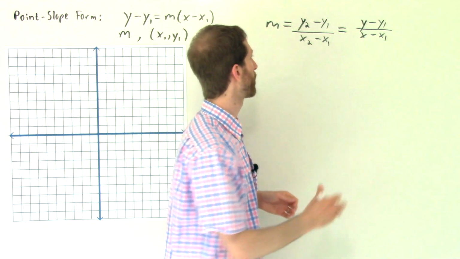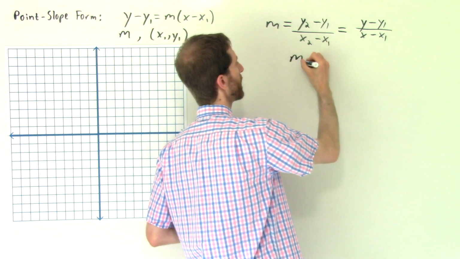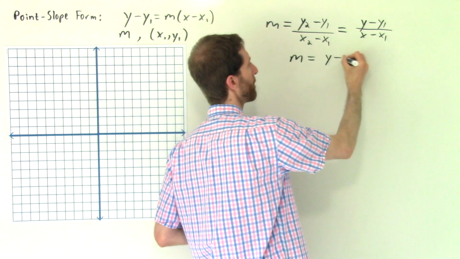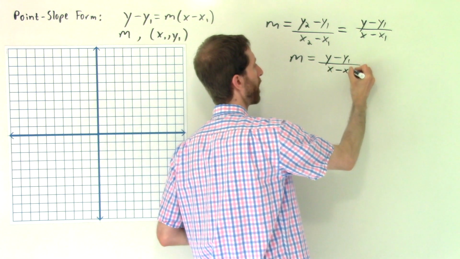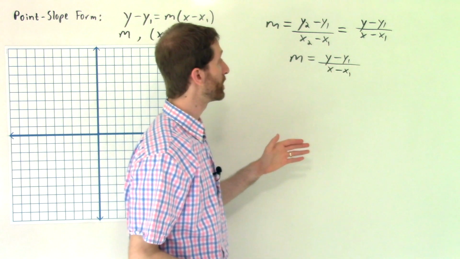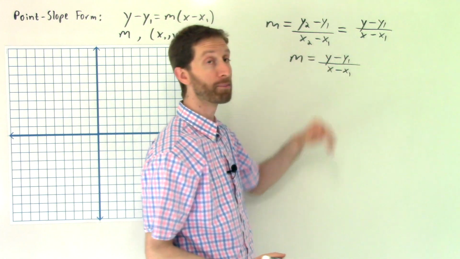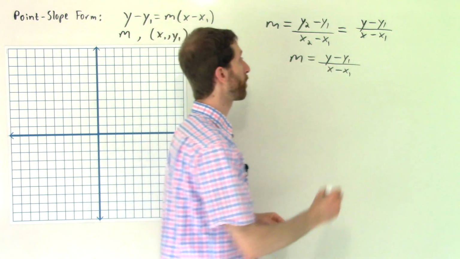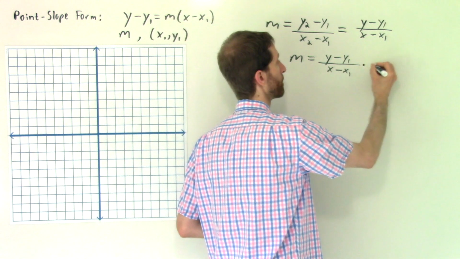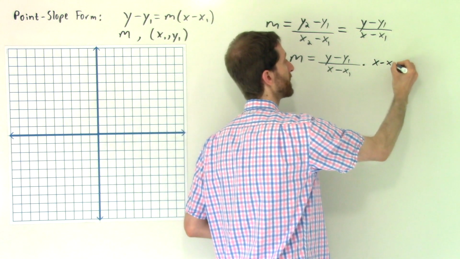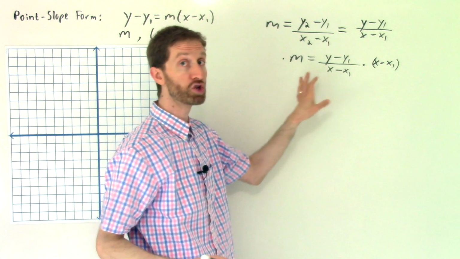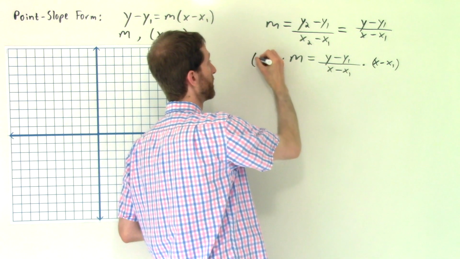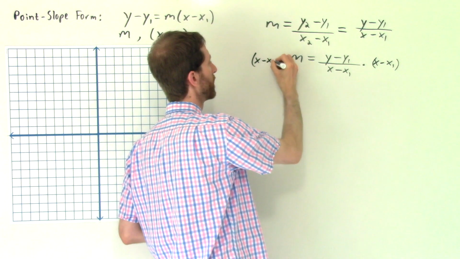So why is this important? Well, let's take a look at the equation. We have slope is equal to y minus y1 over x minus x1. Now we're going to solve for y minus y1. To do that, we'll multiply both sides by x minus x1, and that's the entire grouping right there. That's to undo what we're dividing by here. That gets y minus y1 alone.